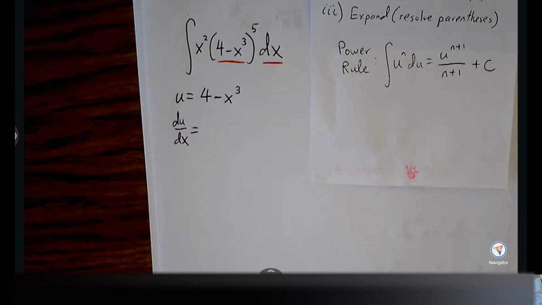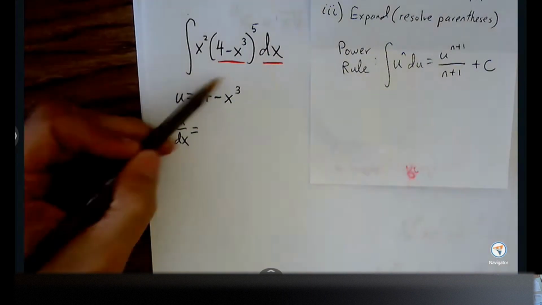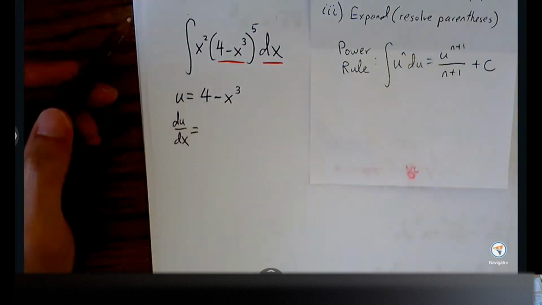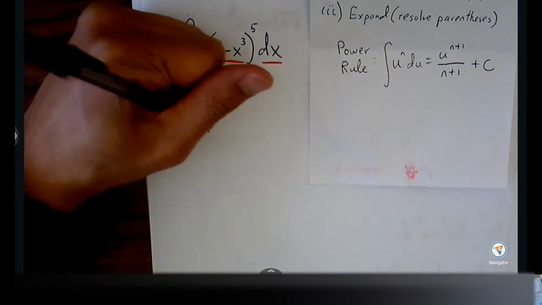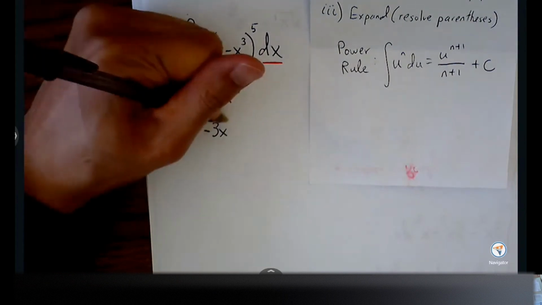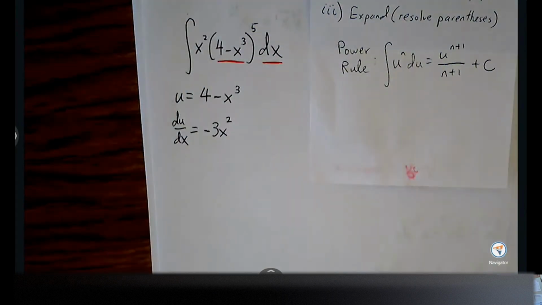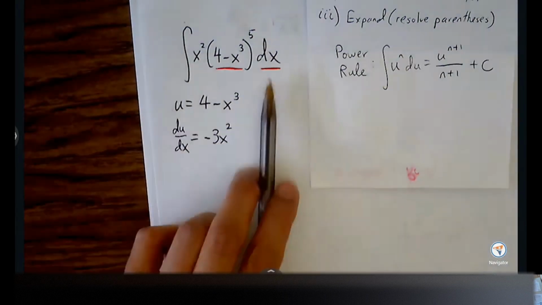What's the derivative of 4 minus x cubed? Thomas? Like integral or whatever. Derivative. Yeah, okay, so like first semester. Negative 3x squared, right? Okay. Now we're going to cross multiply because we want to solve for dx.